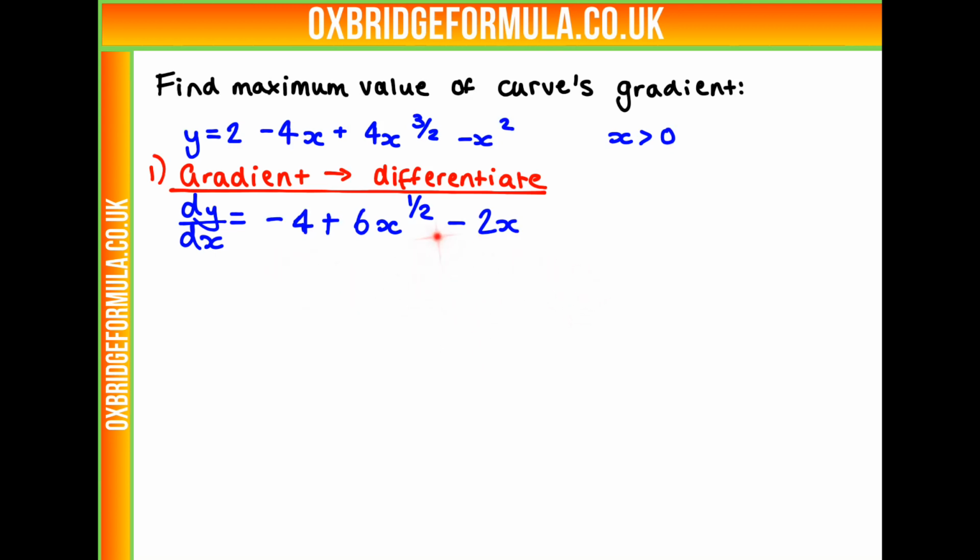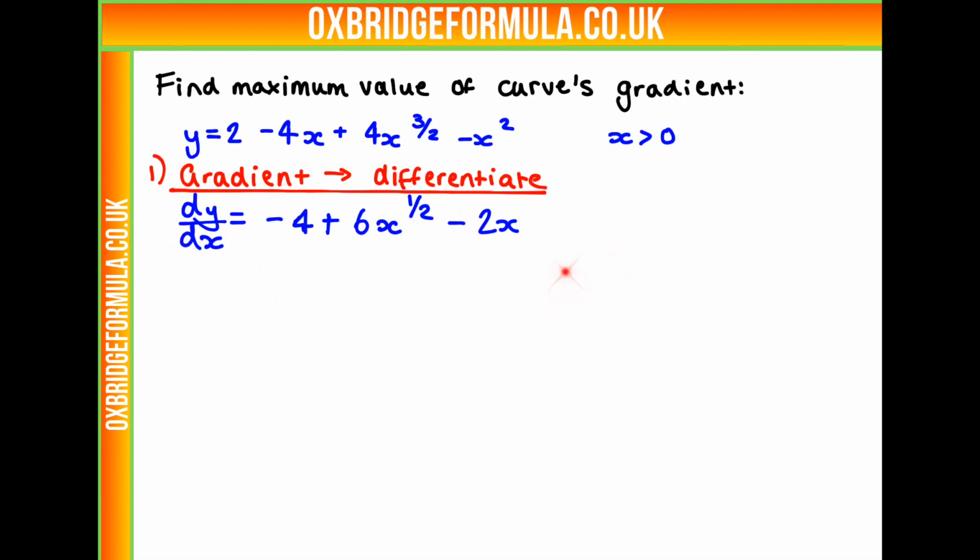All we're going to do is times the coefficient of x by whatever the power of x is, and then decrease the power of x by 1. So we've got minus 4 plus 6x to the power of a half minus 2x. So this is our gradient equation. Where do we go from there?